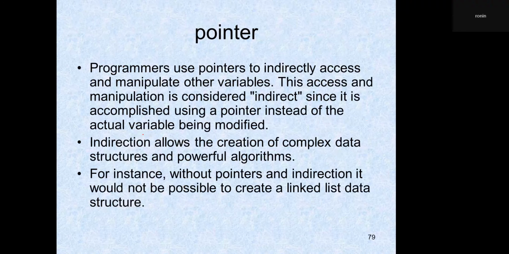Programmers use pointers to indirectly access and manipulate other variables. This access and manipulation is considered indirect since it is accomplished using a pointer instead of the actual variable being modified. Indirection allows the creation of complex data structures and powerful algorithms. Without pointers and indirection, it would not be possible to create a linked list data structure.